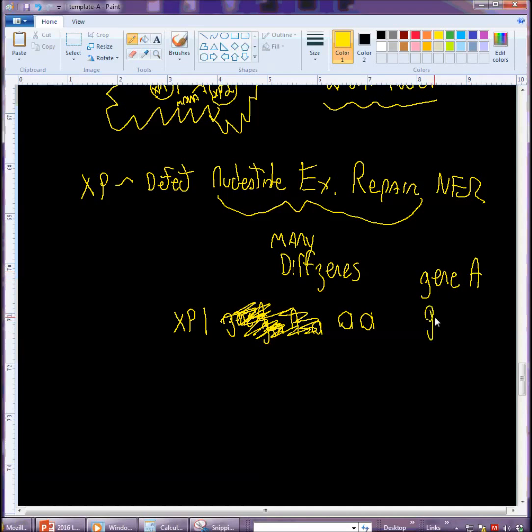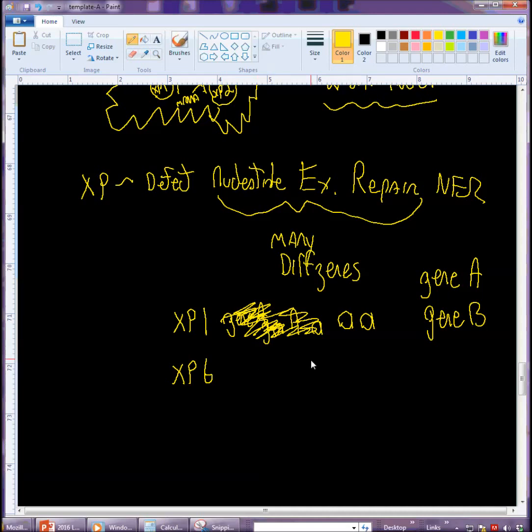Okay, there could be another one. Gene B, right? Okay, let's go. So there's another patient here, XP6, say. So XP6 is a patient. We get some cells from there, and it turns out XP6 is mutated in a different gene required for nucleotide excision repair.